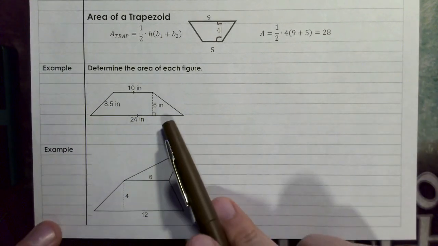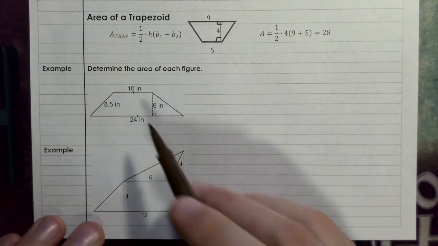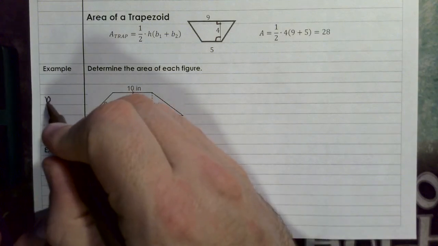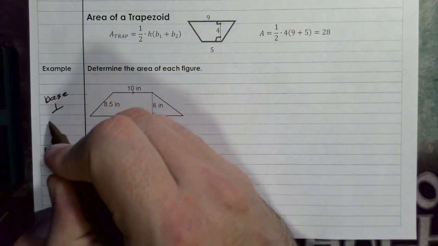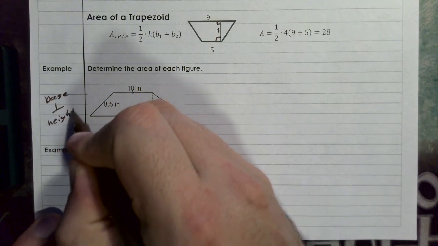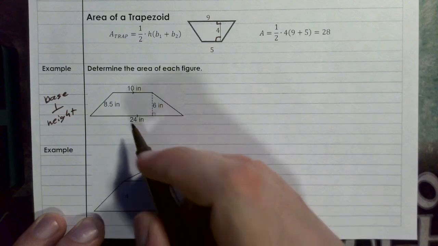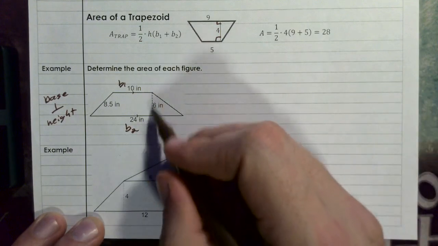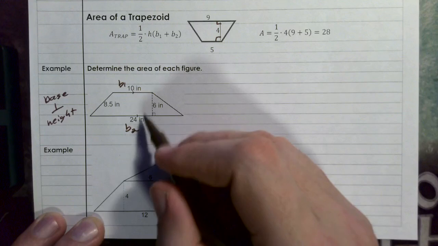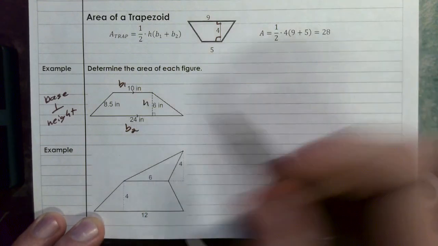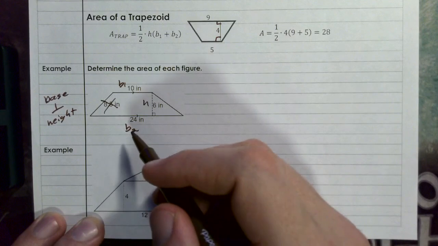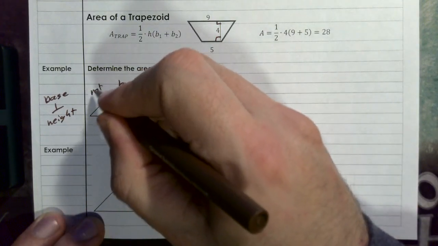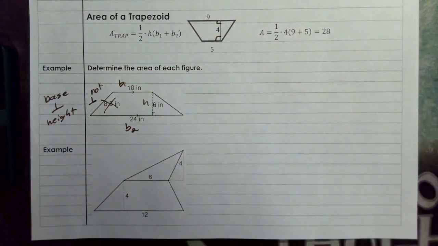So when I'm finding the area of this guy, I want to find the two bases. My bases are perpendicular to the height. So this has got to be B1 and B2. It doesn't matter which one is which. I'm just going to number them that way. And then this is our height because it's perpendicular to both the 10 and the 24. Note here that this is not used because it's not perpendicular. We just want sides that are perpendicular to the height, and we want our height to be perpendicular to our two bases.